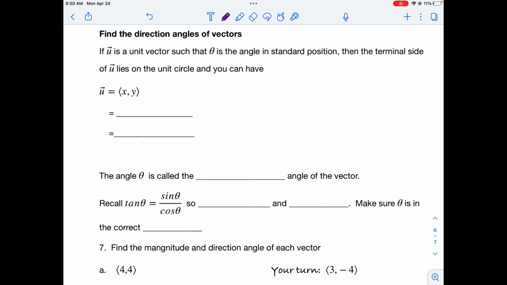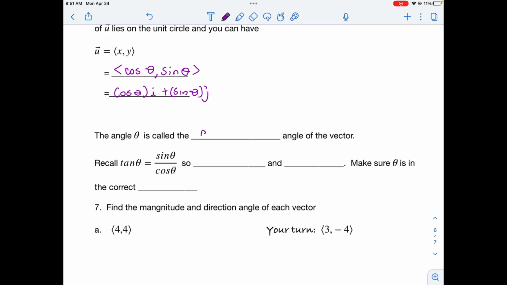So if vector u is a unit vector such that theta is an angle in standard position, then the terminal side of vector u lies on the unit circle in the way such that our x corresponds to the cosine of theta and our y corresponds to the sine of theta. Or in combination of i and j, this would be the vector cosine theta i plus sine theta times j. Angle theta is called the direction angle of the vector.